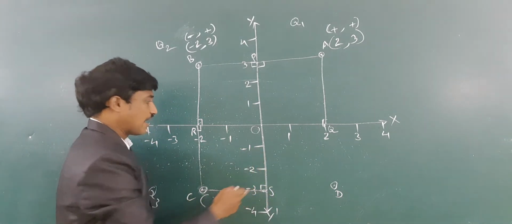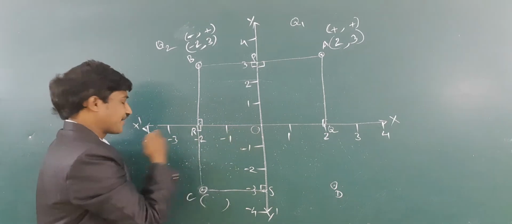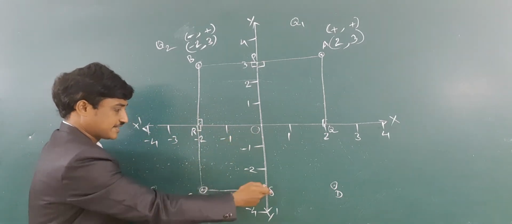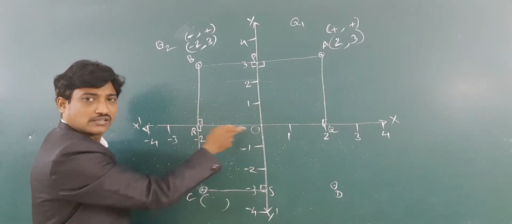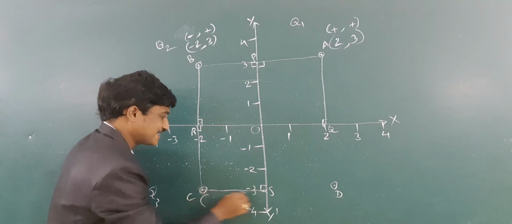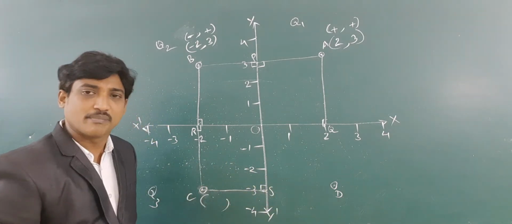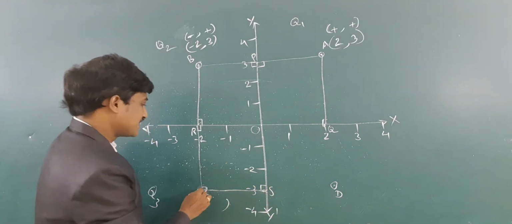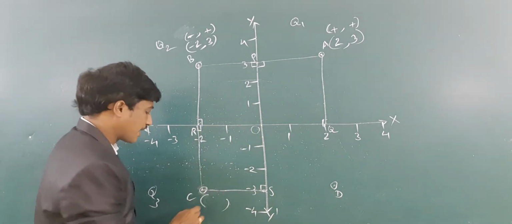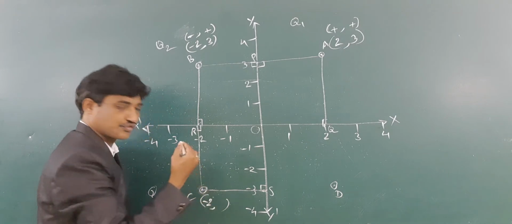CS is along the line parallel to the negative x-axis OX dash, so the CS distance will be taken as negative. The distance CS and RO is the same, that is 2 units, but we need to take it with the negative sign, minus 2.